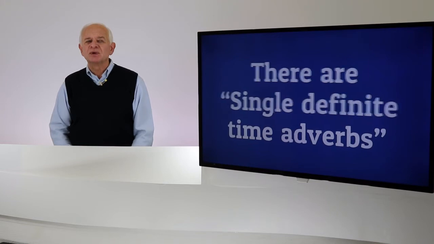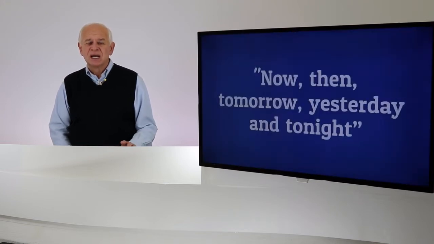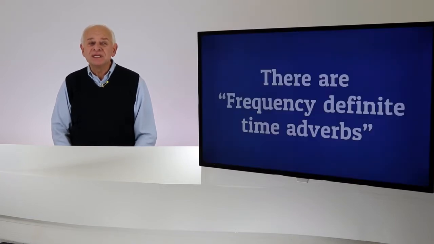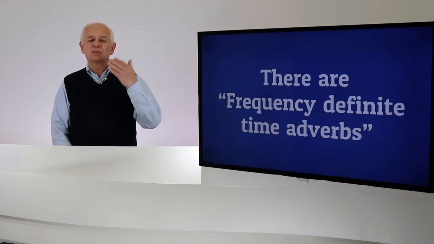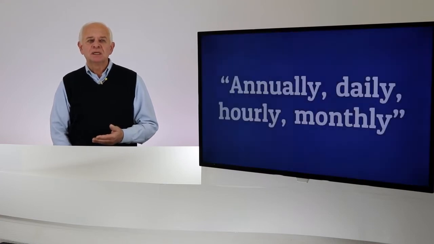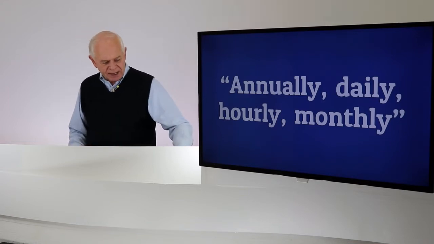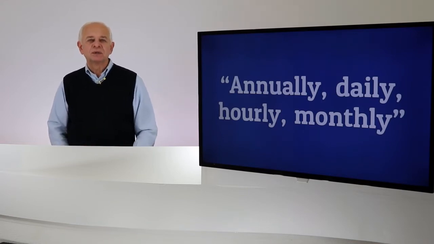There are single definite time adverbs, many different kinds. Single definite time adverbs: now, then, one time; tomorrow, one time; yesterday, one time; tonight, one time. Those are single definite time adverbs. Then there are frequency definite time adverbs. Frequency. How often does something happen, right? So in this case, annually, daily, hourly, monthly, stuff like that, right? We're going to have some examples coming up here also to help you further.